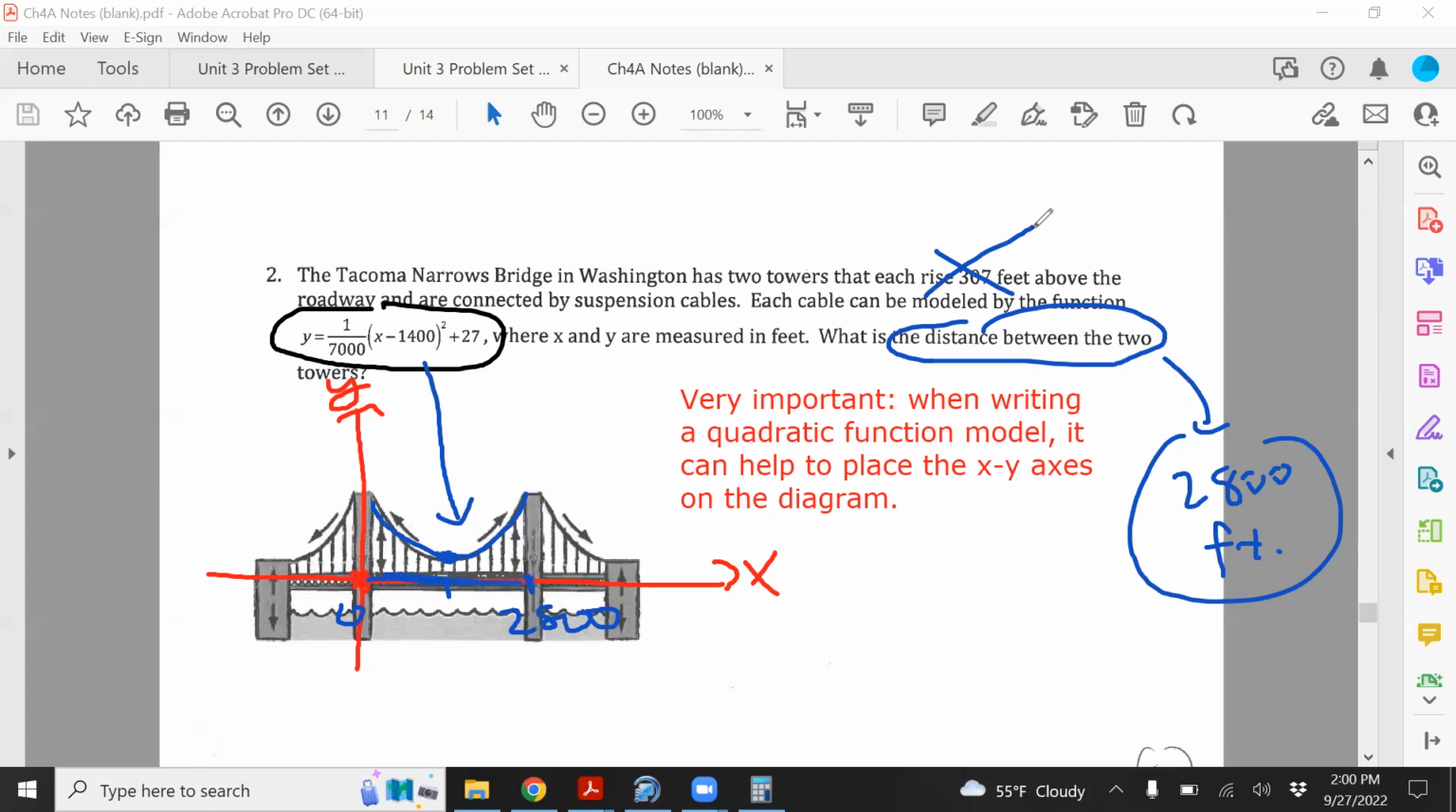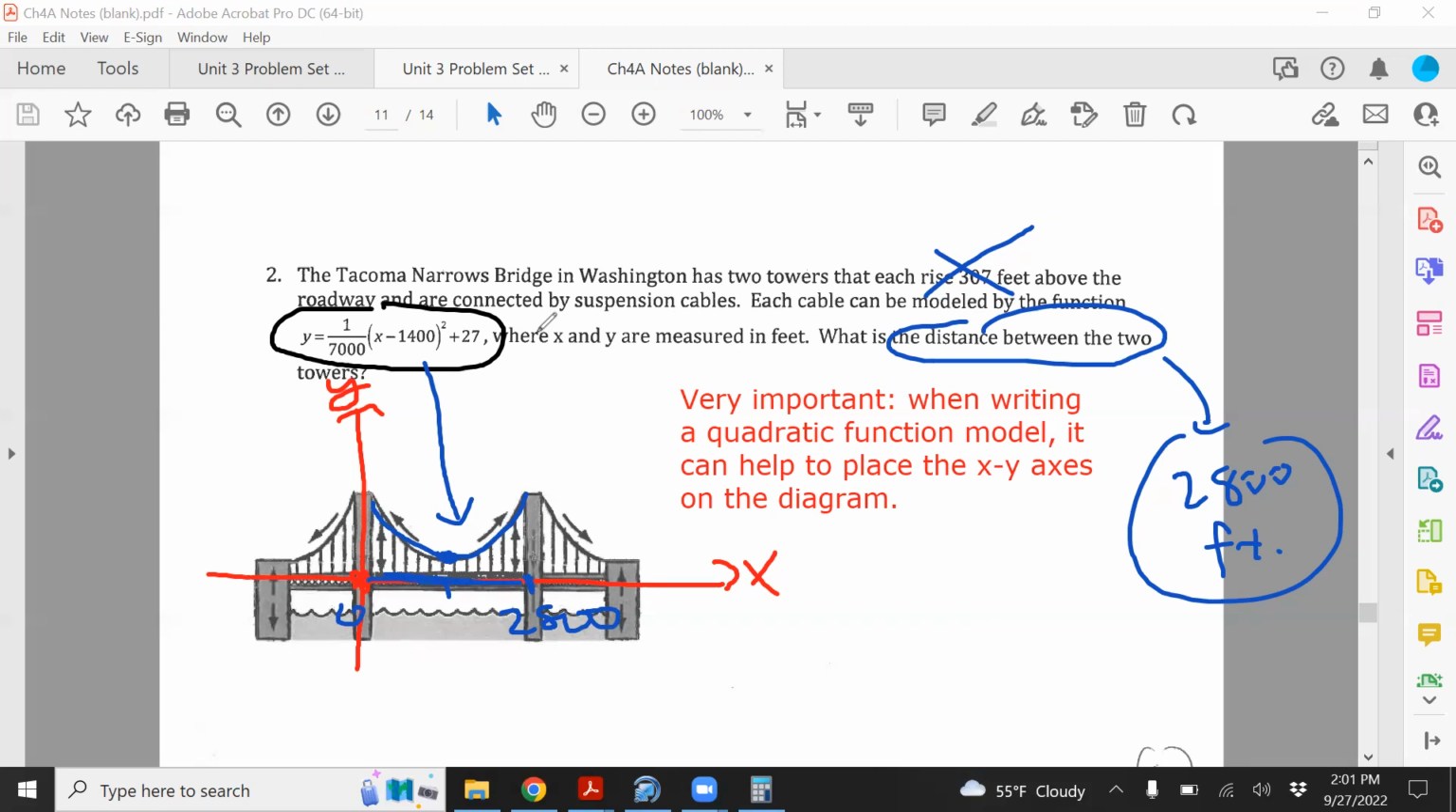For number 20, it's in vertex form. Yeah, you were given vertex form. So 1400 is the x. It's how far the low point of the cable is from the base of the tower. And then the 27 is how high it went off the ground. Exactly, that's the vertex. Yes, 1400. So all I did was connect vertex form to the diagram.